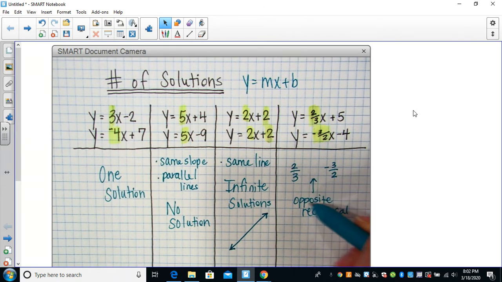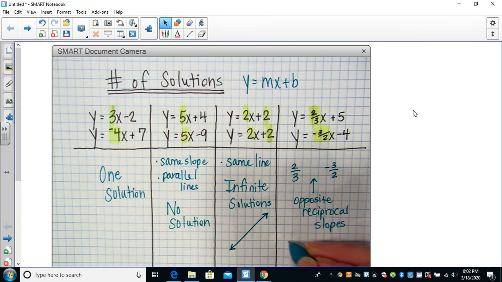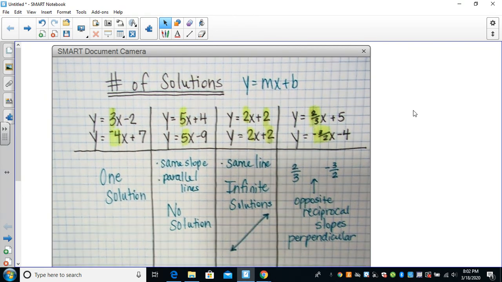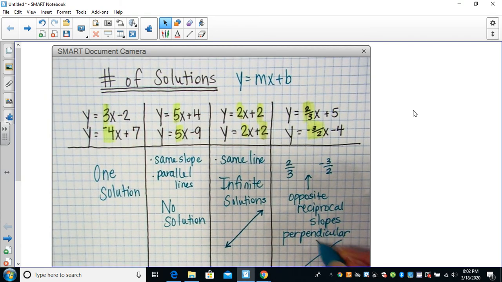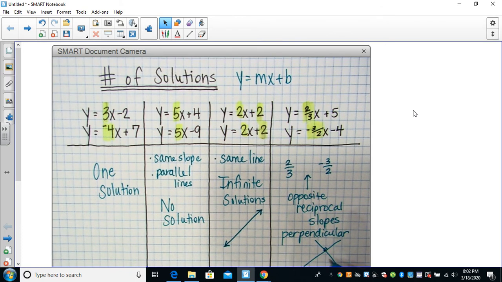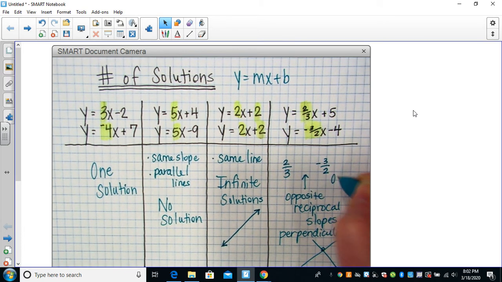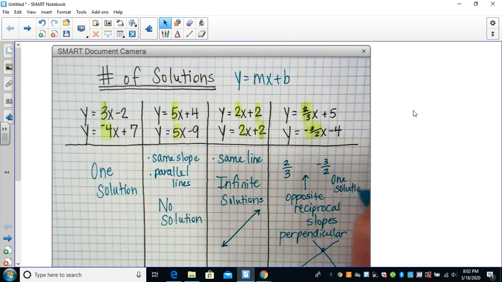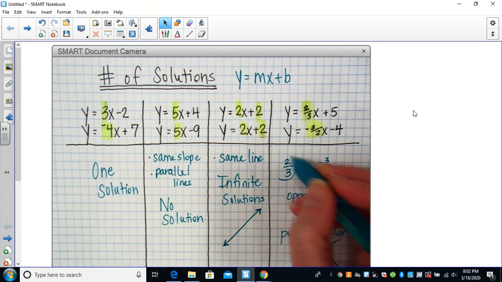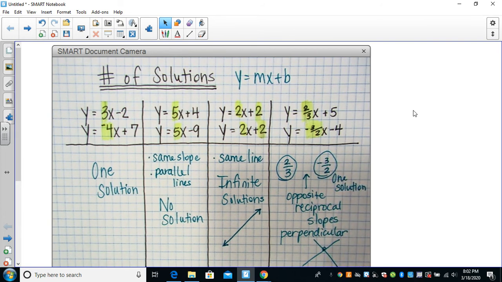When you have opposite reciprocal slopes, these lines are perpendicular, meaning if you graph them, they would be able to touch, but wherever they touched, it would be a perpendicular or a 90-degree angle. So these again would only have one solution because they have different slopes, but realize that when you have the opposite reciprocals like these slopes, they're actually going to be perpendicular lines.